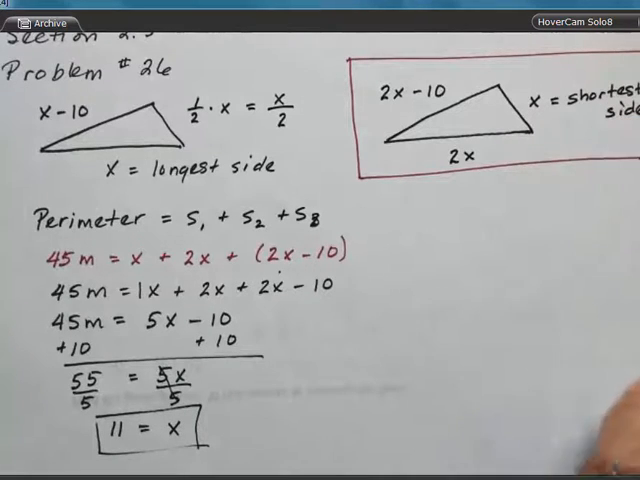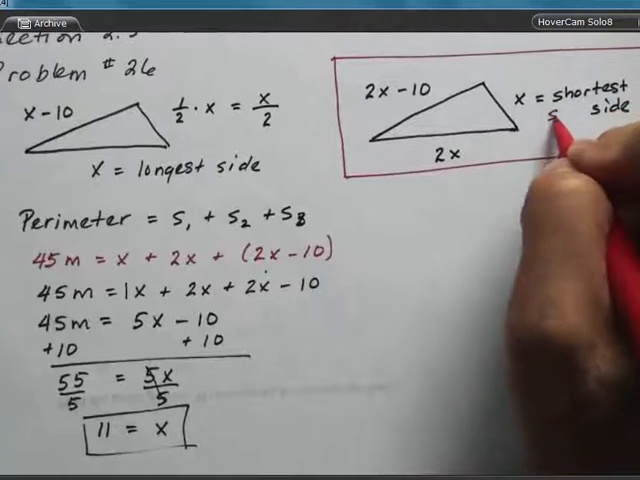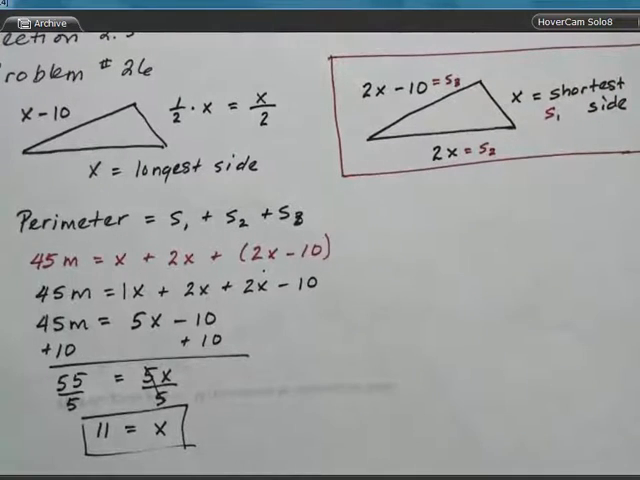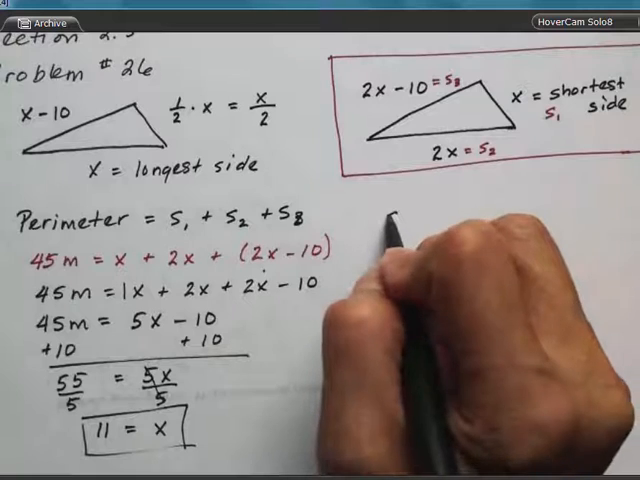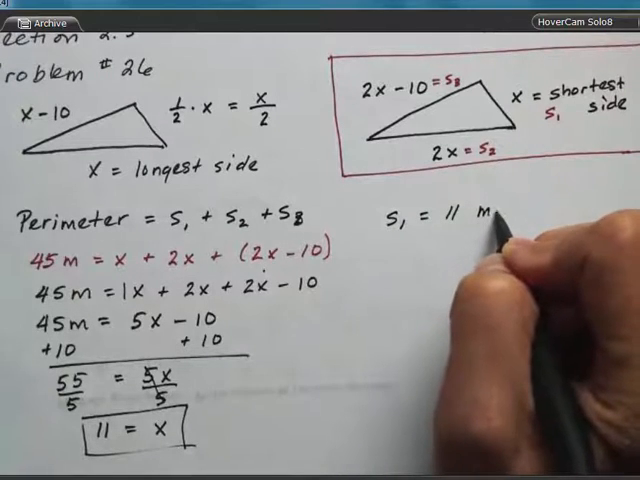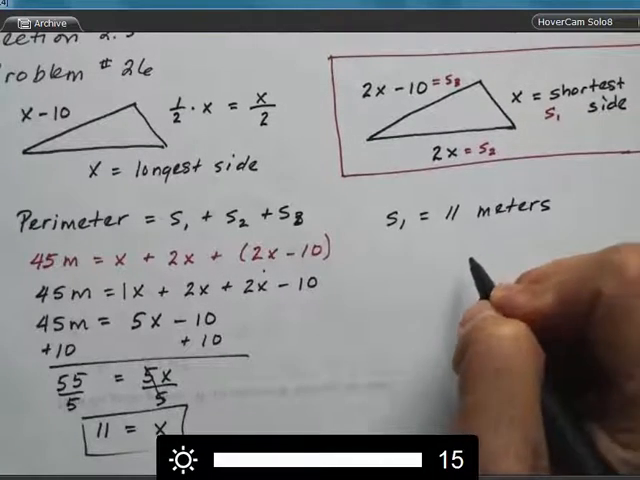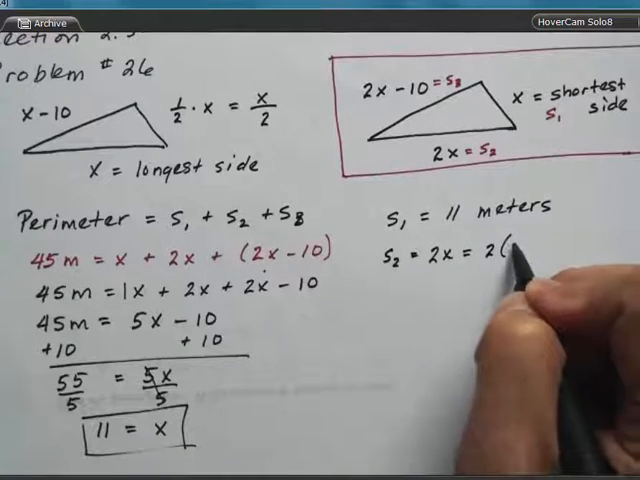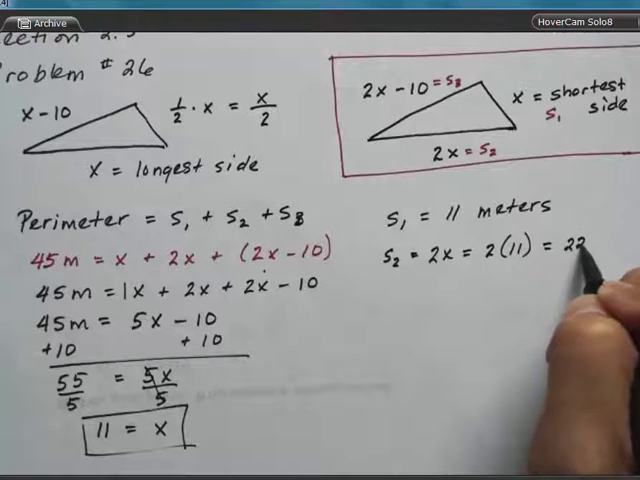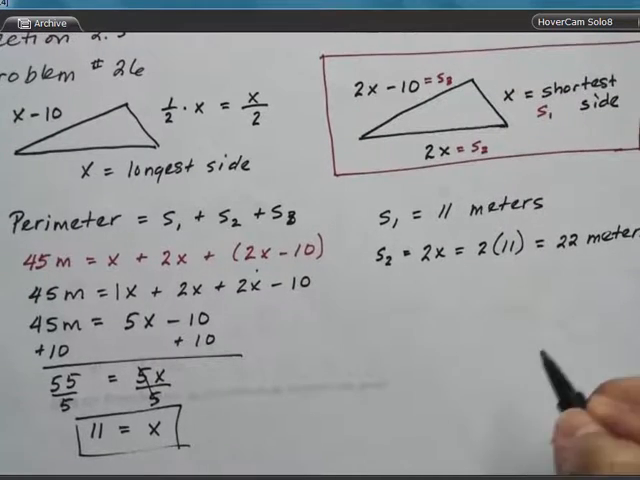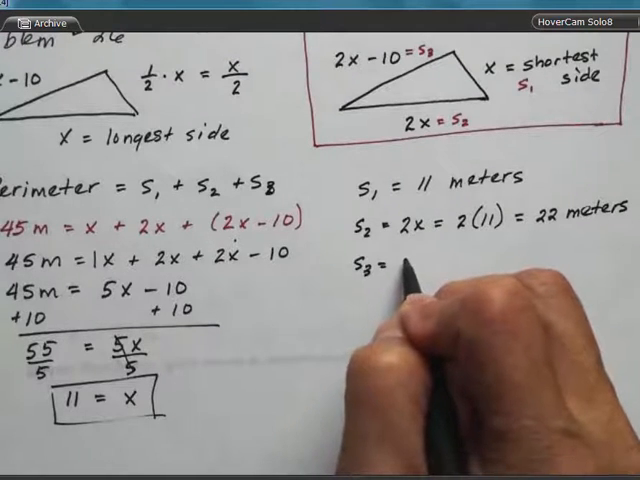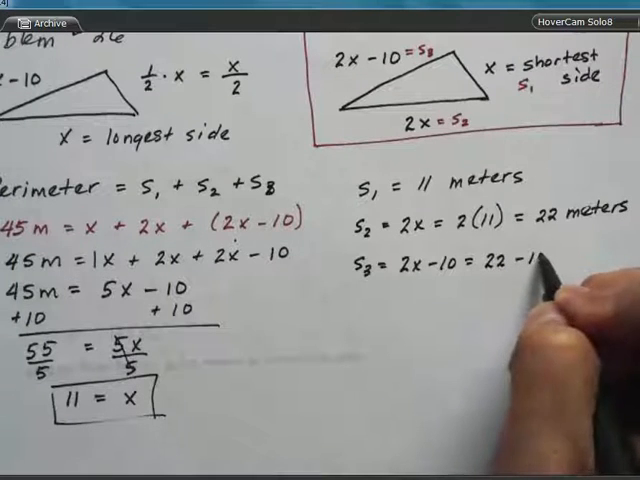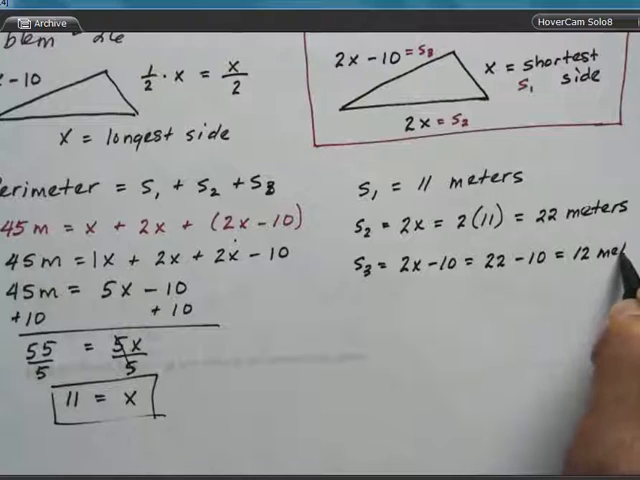So we'll call this, let me write this down up here. This is going to be side 1, this we said was side 2, and this we said was side 3. So side 1, that's my x, is going to be 11 meters. Side 2 is 2x, which is 2 times 11, which is 22 meters. And then side 3 is 2x minus 10, which is 22 minus 10, which is 12 meters.